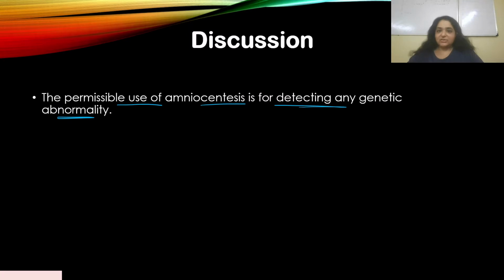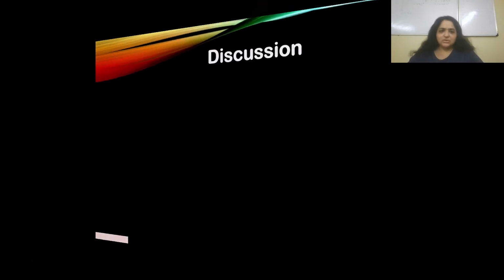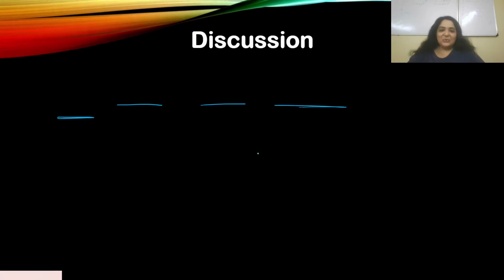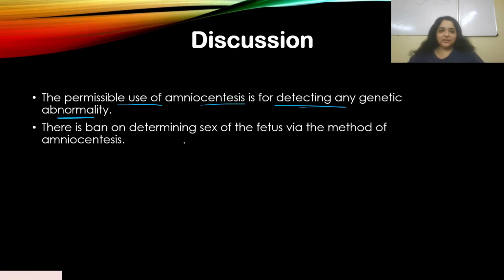Obviously, like I said, the sex of the fetus can be determined through amniocentesis, but it is not done in India. Okay, it's an illegal practice. Okay, let's move on then. Yeah, so it appeared in 2010. Okay, we've answered this question. Yeah, so there's a ban on determining sex of the fetus by the method of amniocentesis. Okay, so if a doctor is performing that, that's illegal. All right, let's move on.